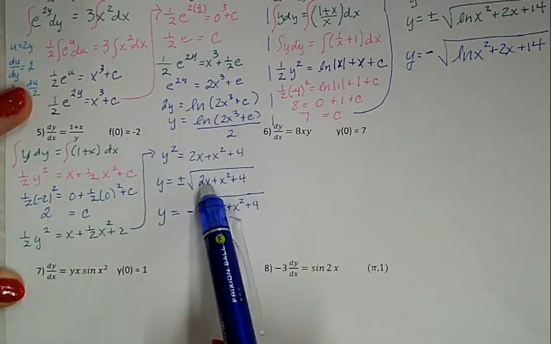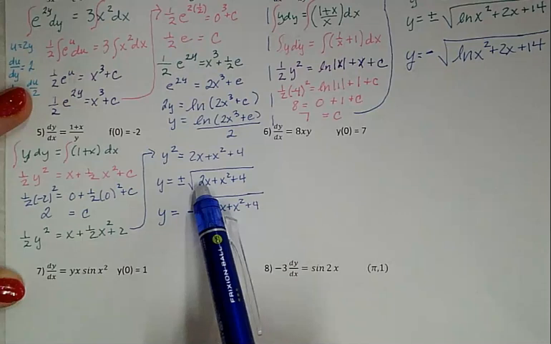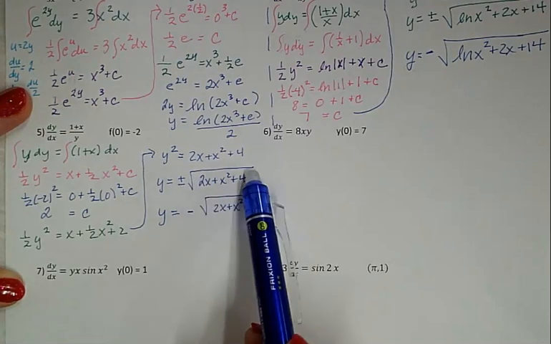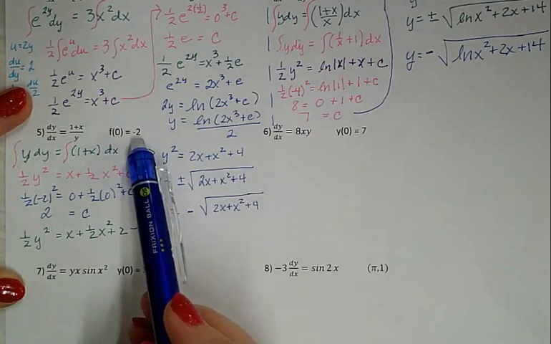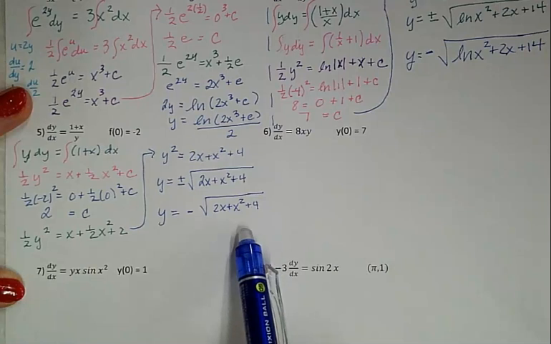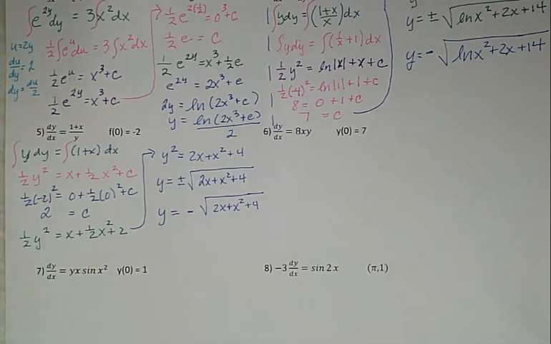So I plug in my 0 for x. 2 times 0 is 0. 0 squared is 0, so I'm left with 4. The square root of 4 is 2, and what do I need it to be? I need it to be a negative 2, so I'm going to use the negative version of the equation as my particular solution.